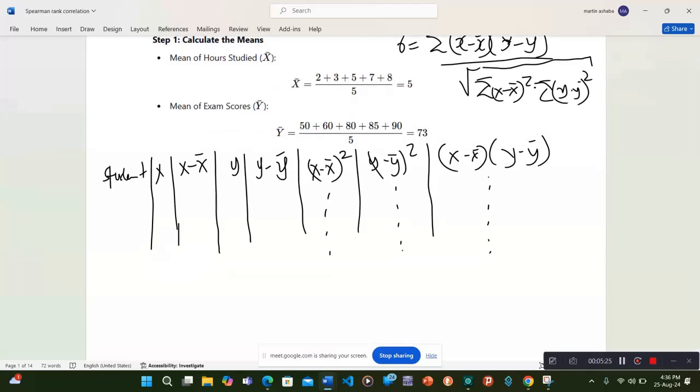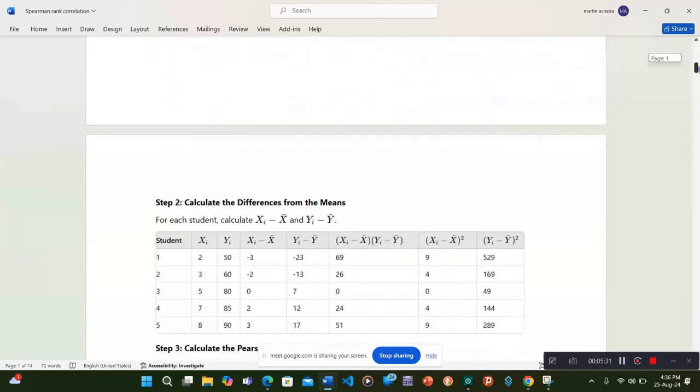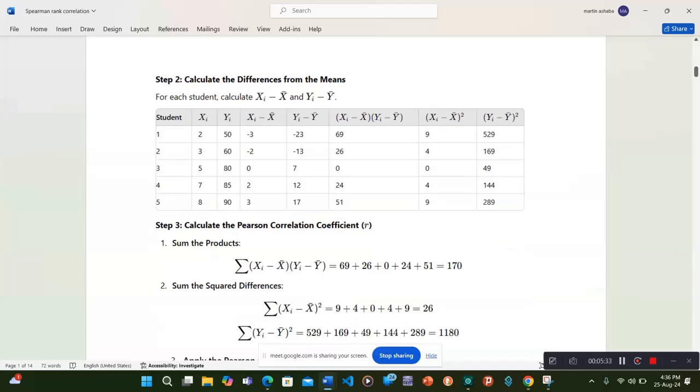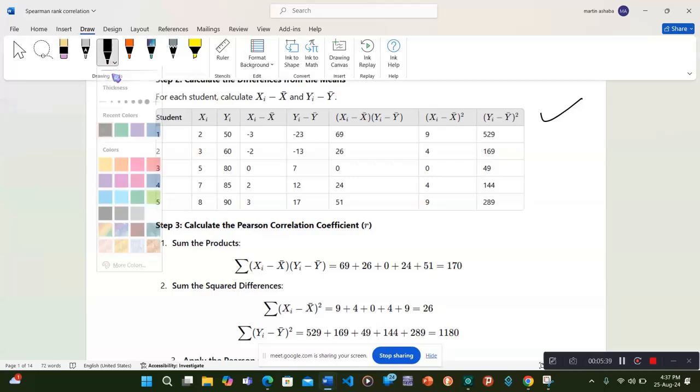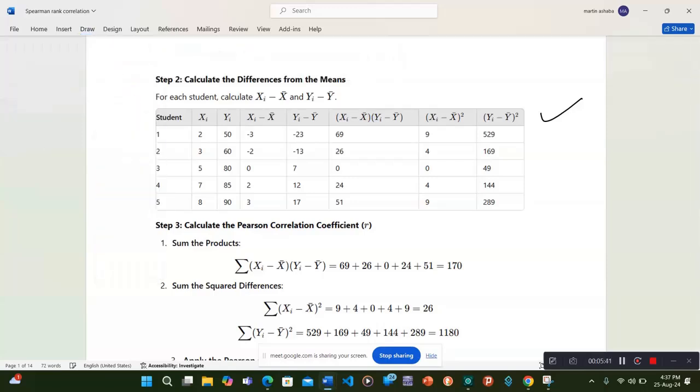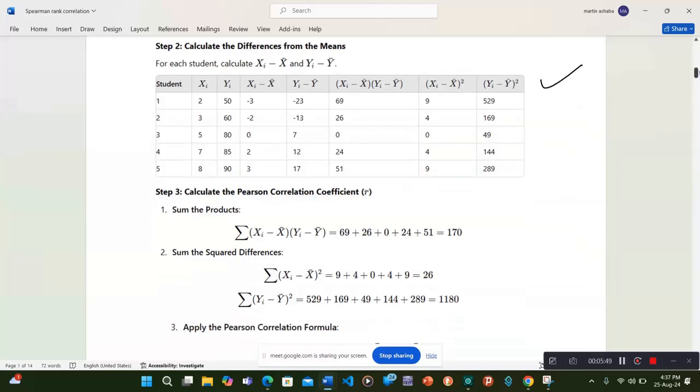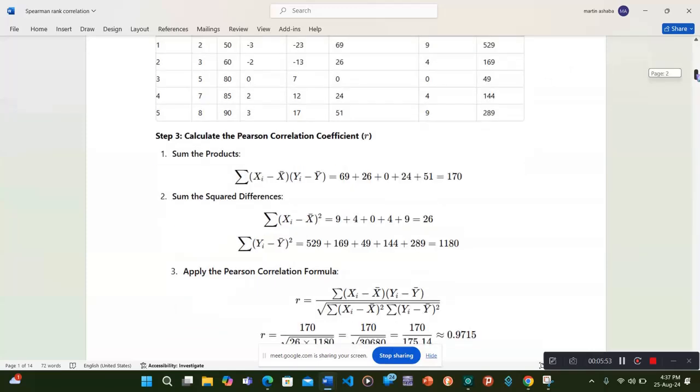For us, the mean of X is given as 5, and here the mean of Y is 73. We have calculated that. So this is what we are talking about; you do your table like that. I'm not calculating this because we had reviewed it earlier, so it's yours to try out and see that you get the values that we are getting down here.